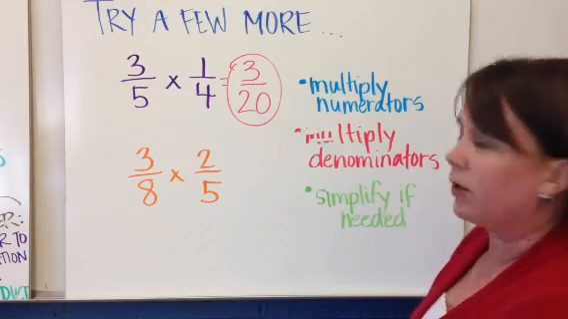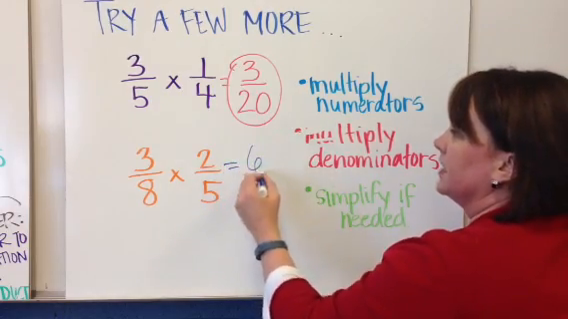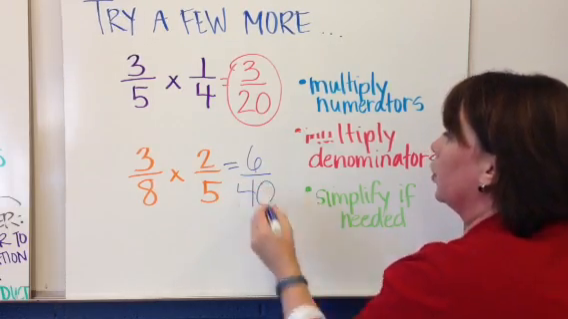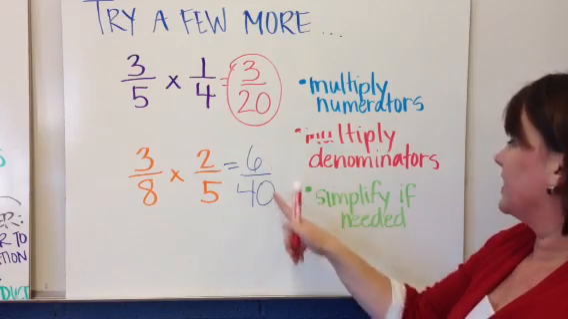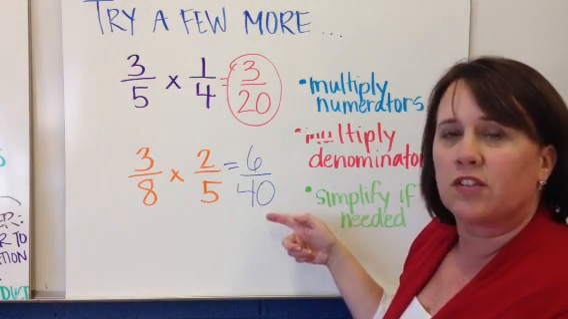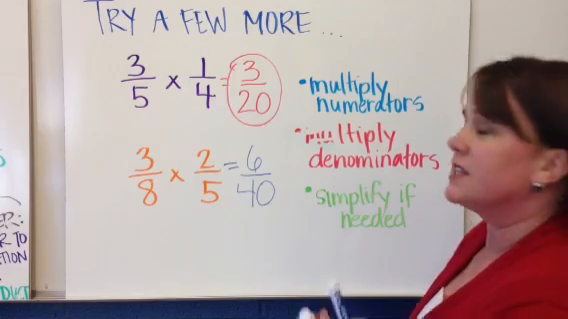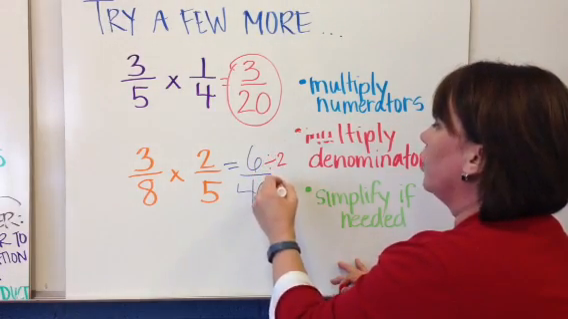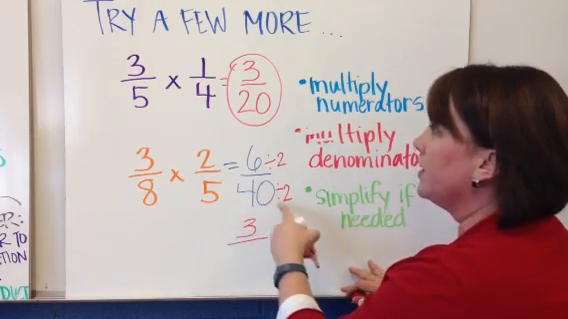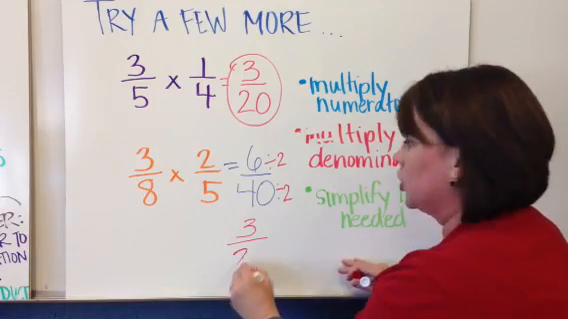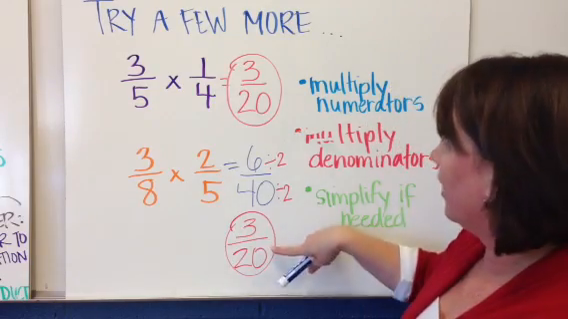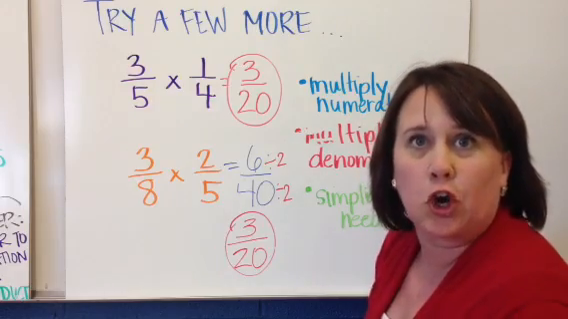Let's look down here at 3/8 times 2/5. Again, I multiply numerators. 3 times 2 is 6. 8 times 5, I multiply denominators. 8 times 5 is 40. And then I need to see if I can simplify. And in this case, I know that 2 goes into both 6 and 40. So I'm going to divide 6 by 2 and 40 by 2. 6 divided by 2 is 3, and 40 divided by 2 is 20, which gives me 3/20. And it just happens to be a coincidence that I get the same answer on both those problems.